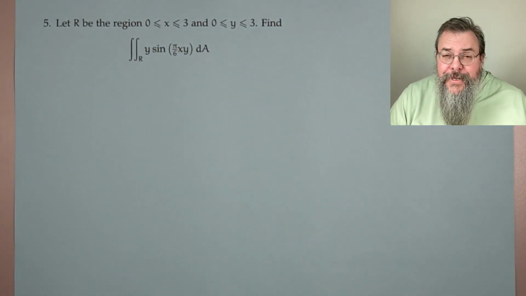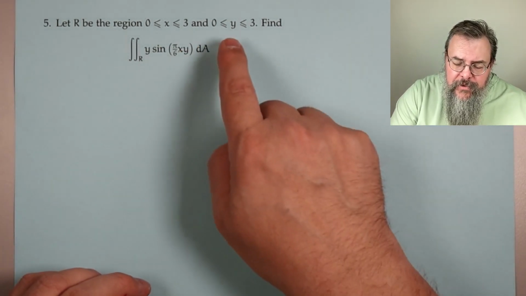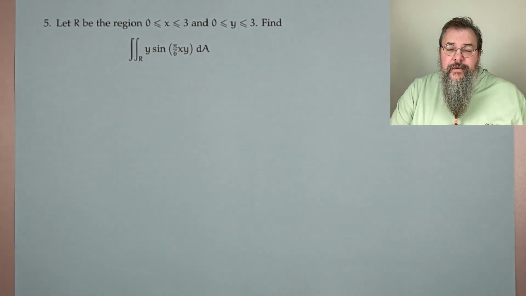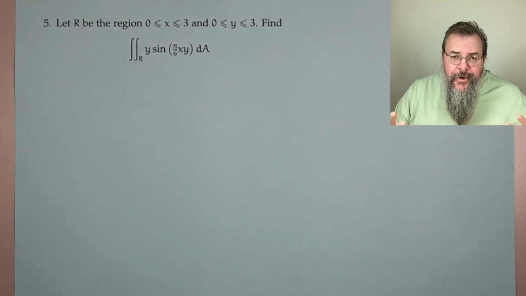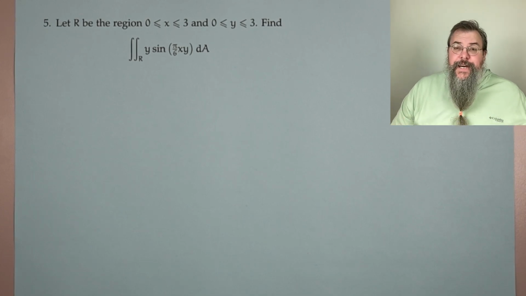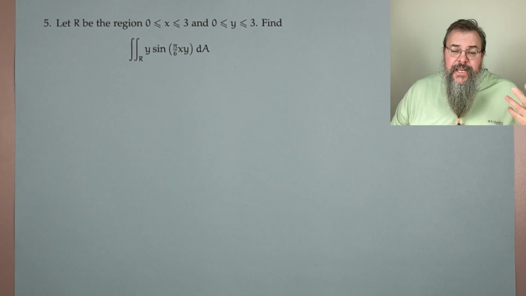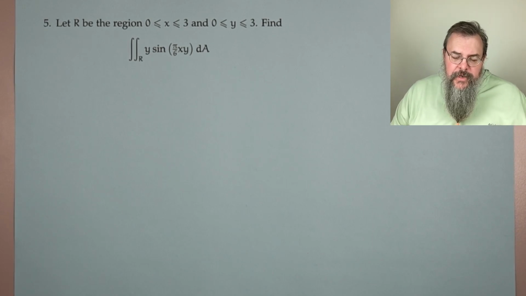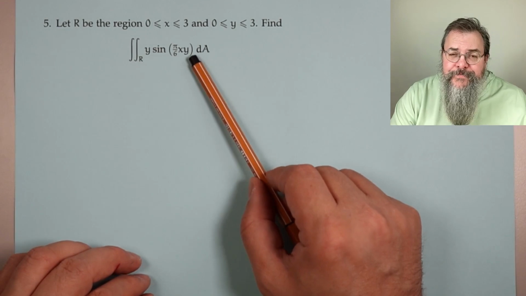Let R be the region where x goes from 0 to 3 and y goes 0 to 3. So it's a square, 0 to 3, 0 to 3. Okay, great. That seems like a lovely region. It's the kind of region we'd like to take home to meet our family. All right, now we're asked to integrate over our region the function y sine(pi/6 xy).